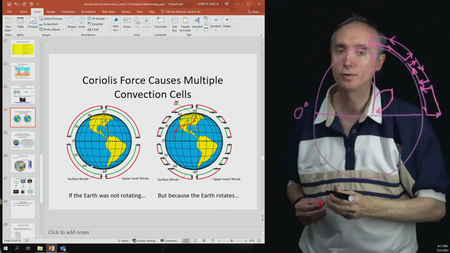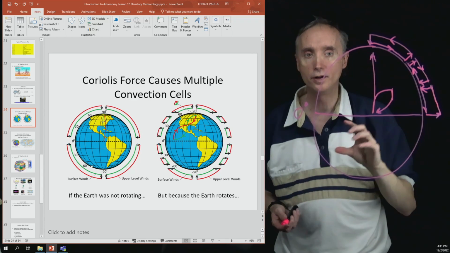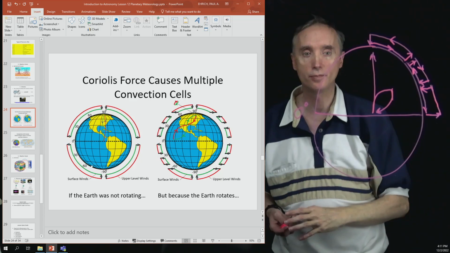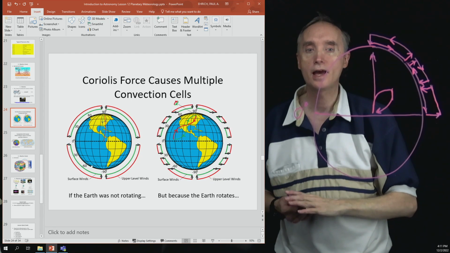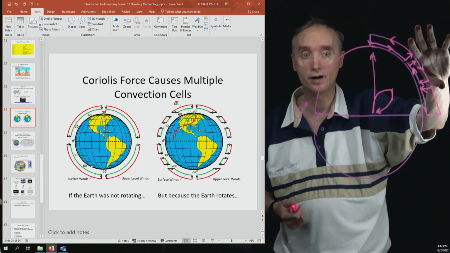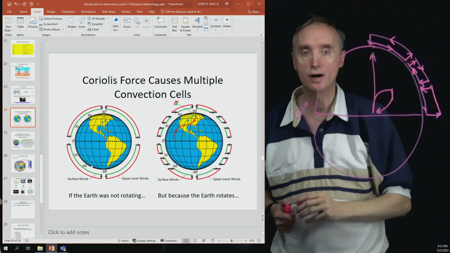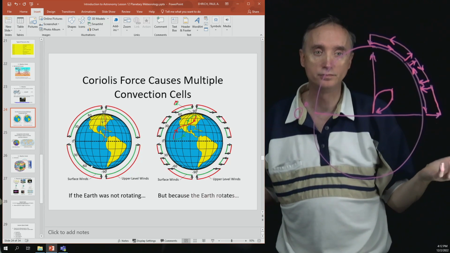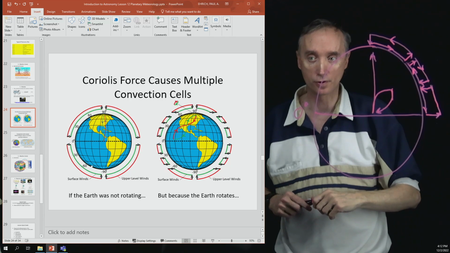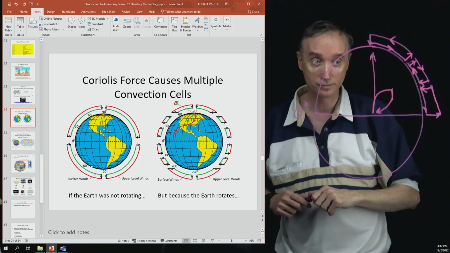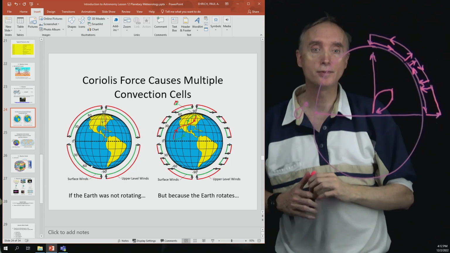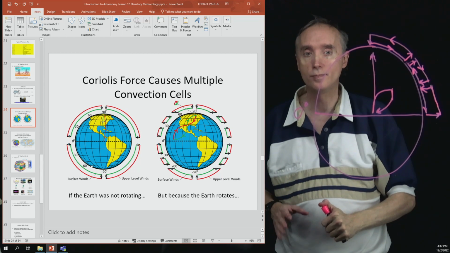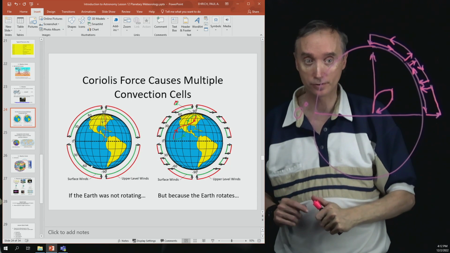So because of the rotation of the Earth, one convection cell on the top and one convection cell on the bottom has been turned into 3 on the top and then 3 on the bottom. And I know you're saying, well, who cares? So, you know, winds get knocked off course. What difference does it make? Okay, now let's combine this information with what we know about cloud formation.